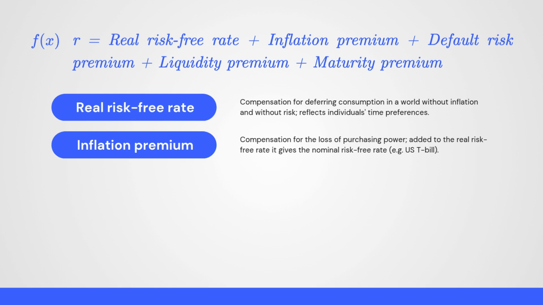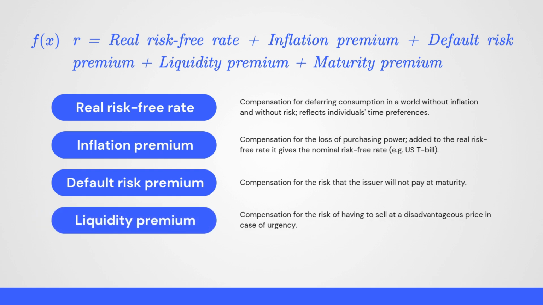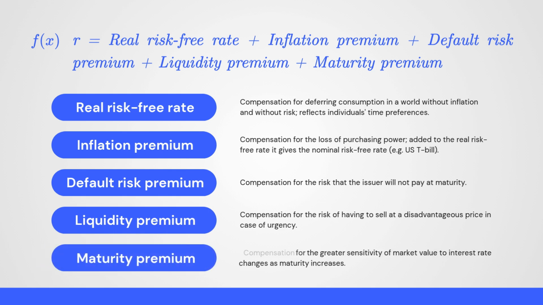Then, for a real-world borrower, add 3 more premiums. A default risk premium for the chance the issuer doesn't pay. A liquidity premium if you might have to sell in a hurry at a bad price. And a maturity premium, because longer-dated bonds swing more in value when rates move. Stack them up, and you have the rate the market demands.